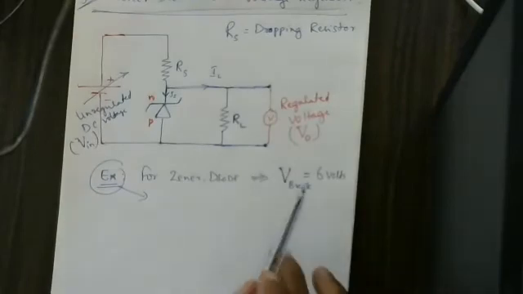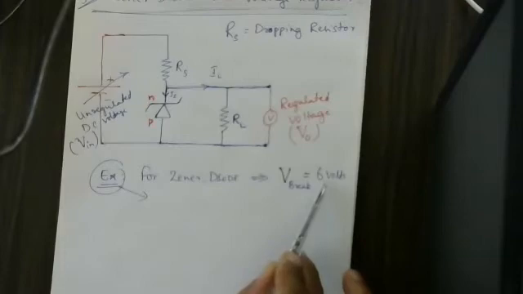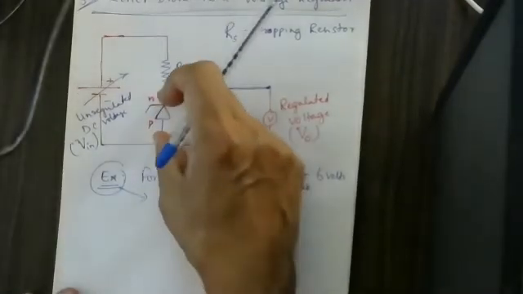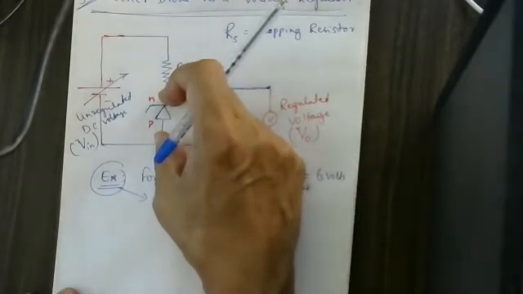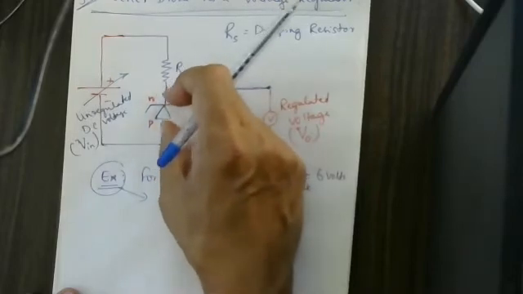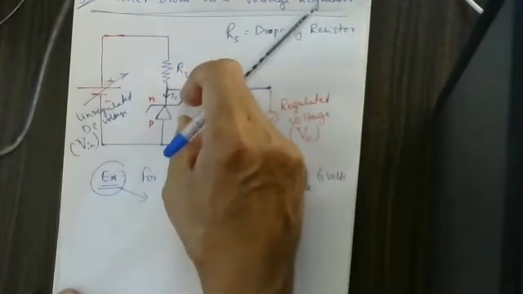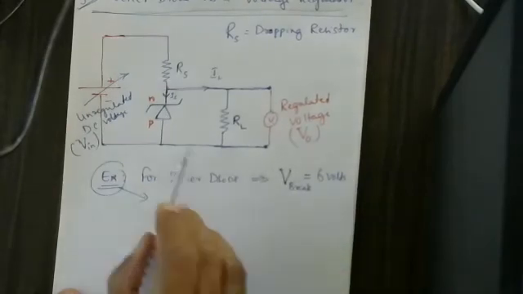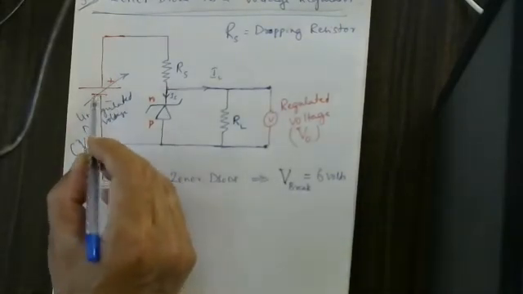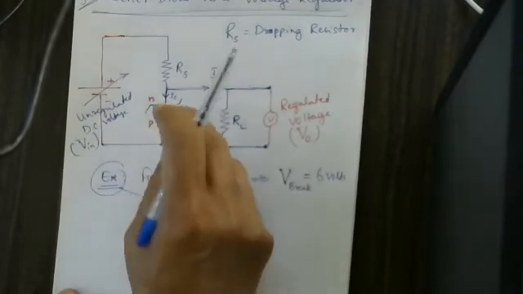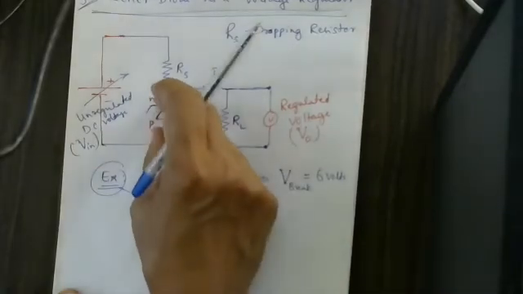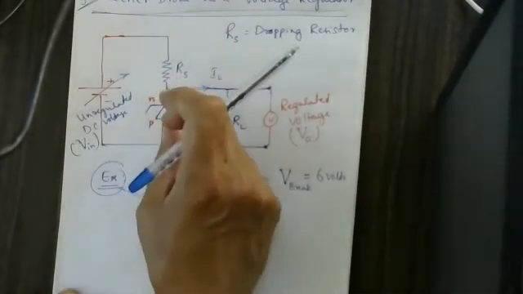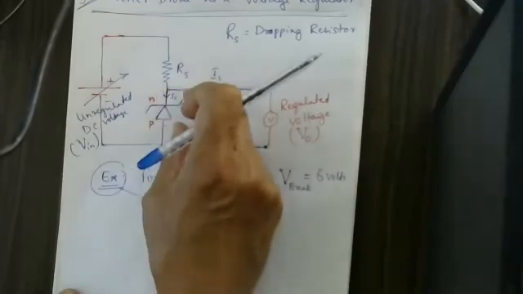What does it mean that the breakdown voltage is 6 volts? Across this, the voltage can be maintained up to 6 volts, no problem. After 6 volts, the voltage will not increase. Even though you are increasing the applied voltage, the voltage across this goes on increasing only up to 6 volts. You will not get 7 volts or 8 volts here. You will get only 6 volts.